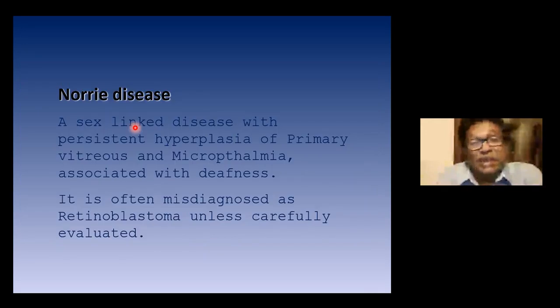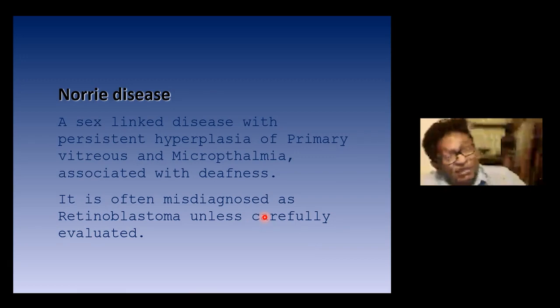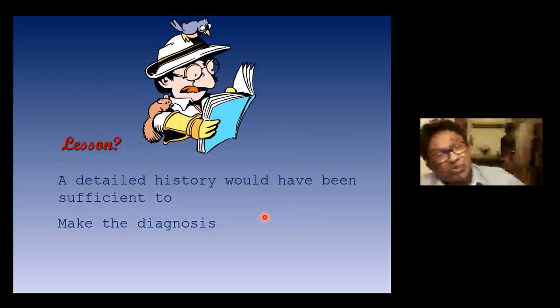Norris is a sex-linked disease with persistent hyperplasia of the primary vitreous and microphthalmia associated with deafness. It is often misdiagnosed as retinoblastoma unless carefully evaluated. So what is the lesson? The lesson is a detailed history would have been sufficient to make the right diagnosis. If you had taken the detailed history in this particular case, you would know exactly that this child had Norris and did not have retinoblastoma. That eye need not have been removed. Even though the child probably does not have proper vision, the child will still have both eyes.